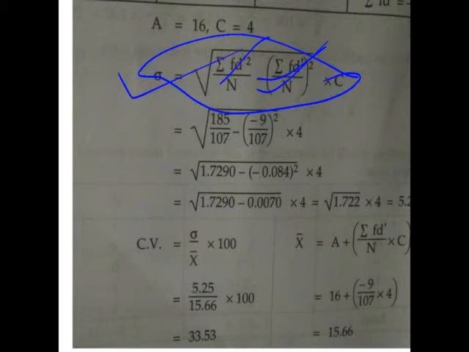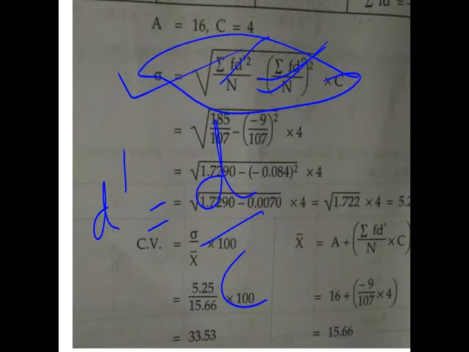Okay, so in these values what we are doing, there is a presence of a value called d dash. Okay, so d dash is equal to d divided by c. Okay, so what is d? D is equal to x minus a. X means the value minus a. A is called the assumed mean. Okay, it is the assumed mean.